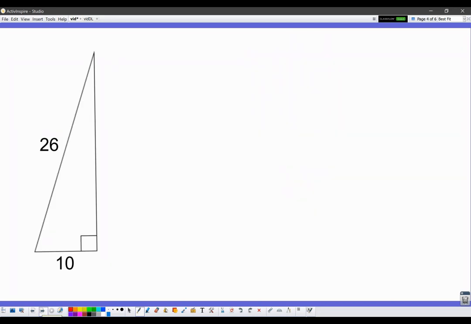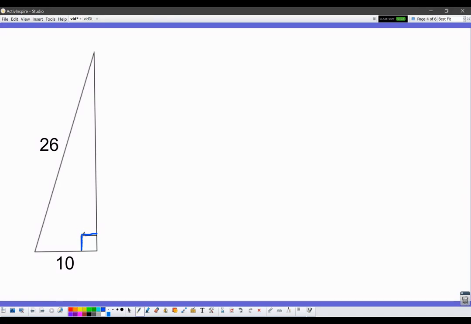This time I have another triangle, and you'll see I have 26 given, and I have 10 over here given. So just like last time, I'm going to start by identifying if this is a right triangle. And I see the right angle here, so I know that it is. Okay, so I know it's a right triangle. There's one side missing that I need to find, so I know I'm going to use Pythagorean Theorem here. So I'm going to start by finding my c. Always start by finding the c. It's the easiest side to identify. So let's start with that.